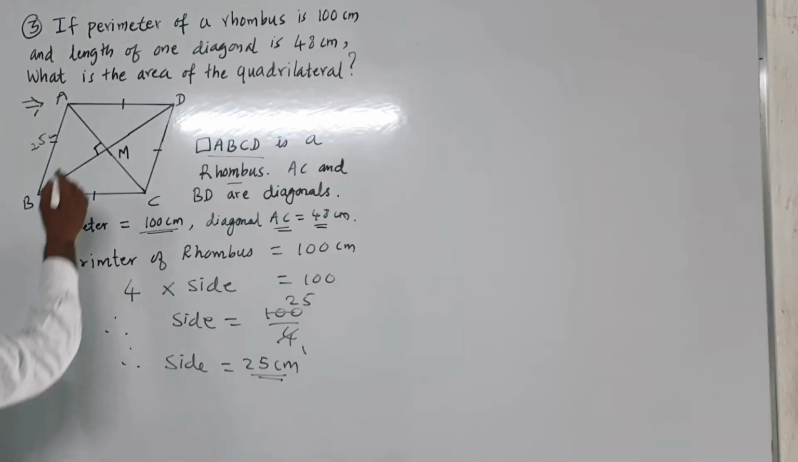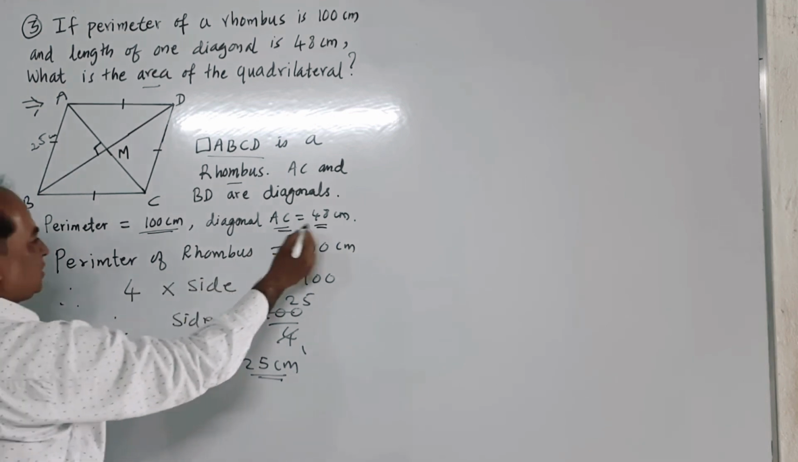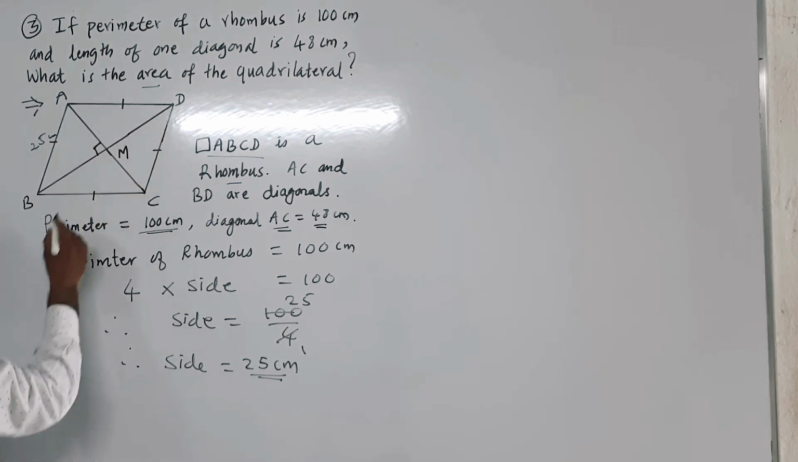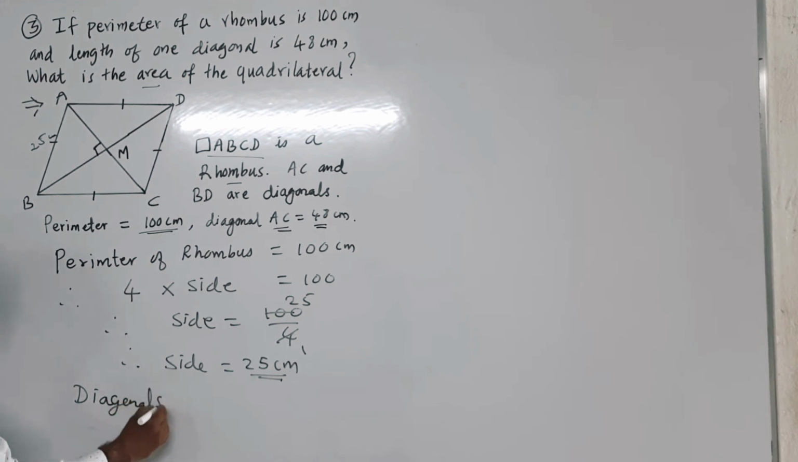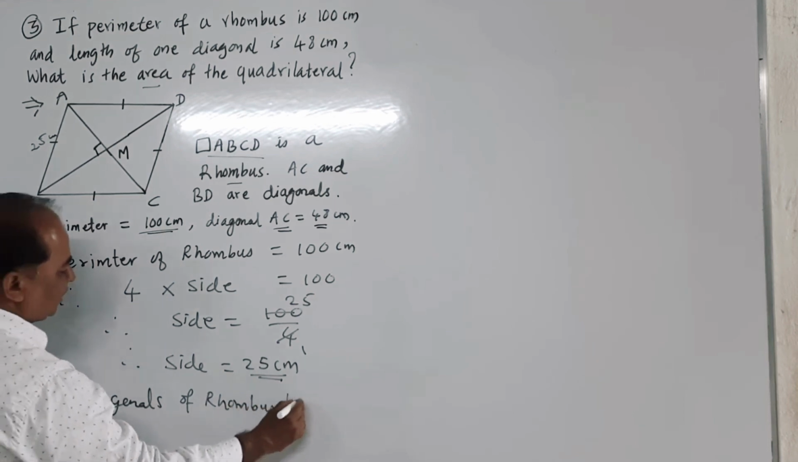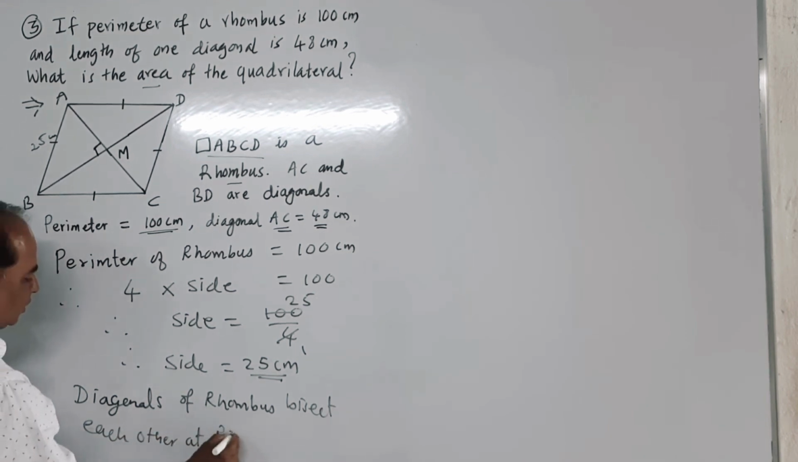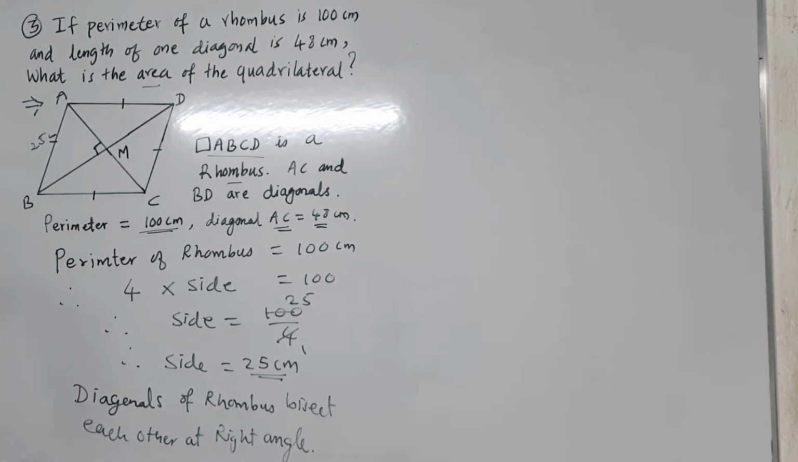Now, to find area of a rhombus, we require the length of the diagonals. Length of one diagonal AC is given. We have to find the length of the other diagonal, that is diagonal BD. So here, by property, diagonals of a rhombus bisect each other at right angle. So we will use this property.